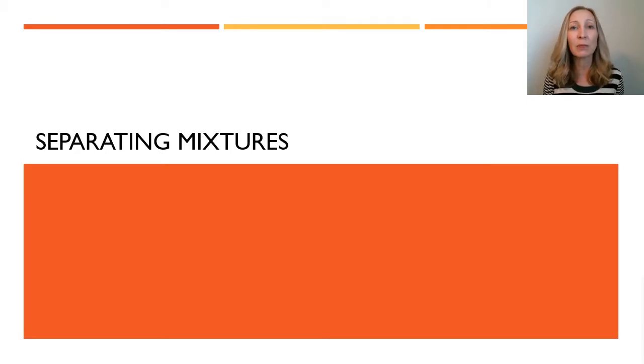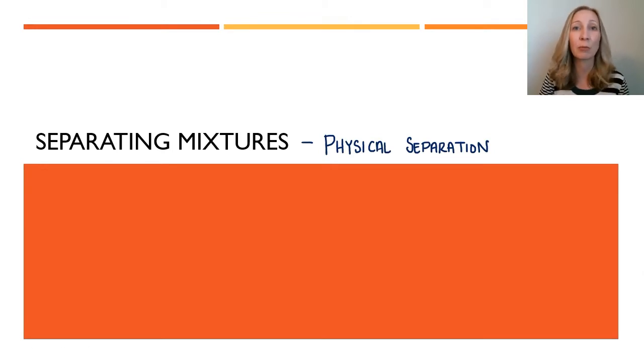The first thing I want to mention, though, before we get started with each of the techniques is that this is a physical separation. So when we separate a mixture, we're physically separating. There's no chemical reactions that take place. The identities of the components of the mixtures will remain the same before and after the separation. It's just that the particles are going to be farther apart, and it's going to be more like purifying the mixture and separating it into its individual components.